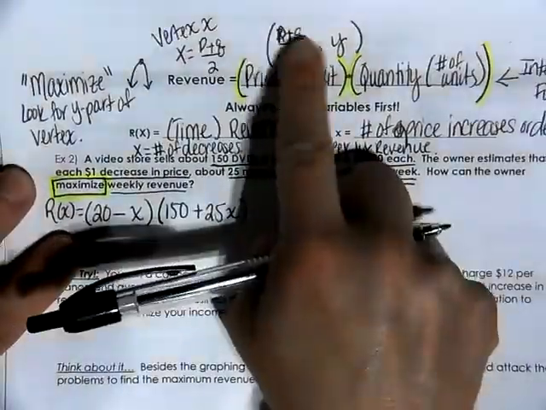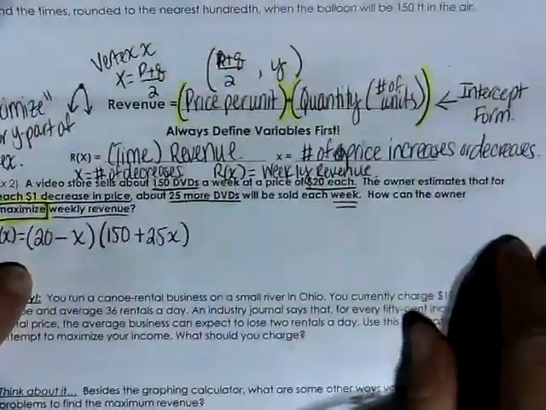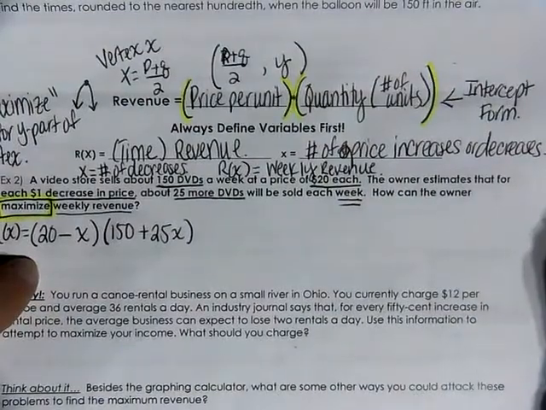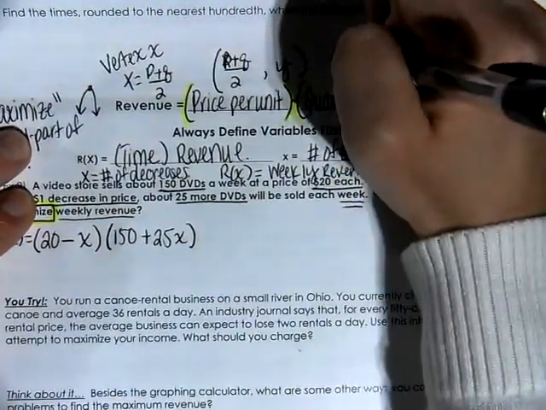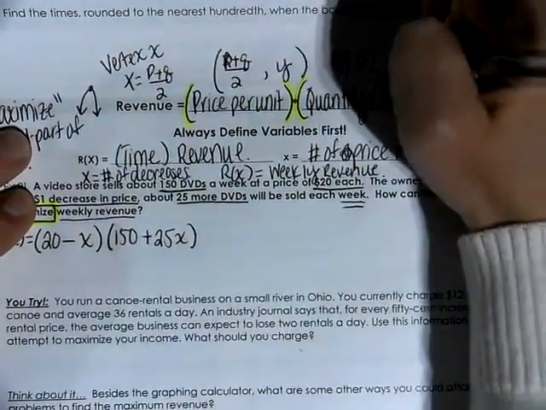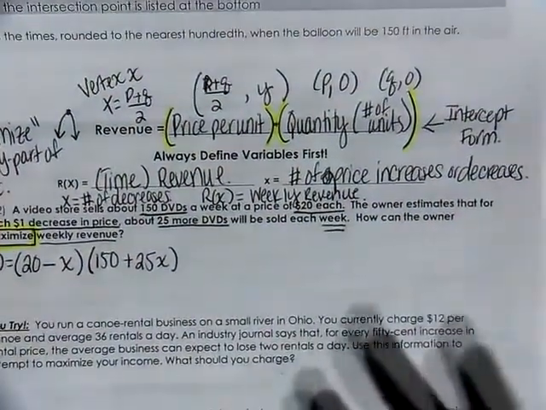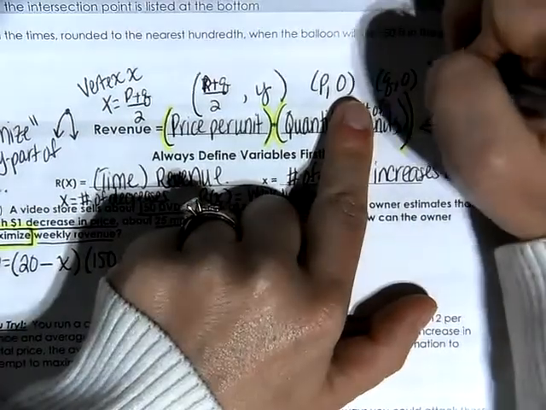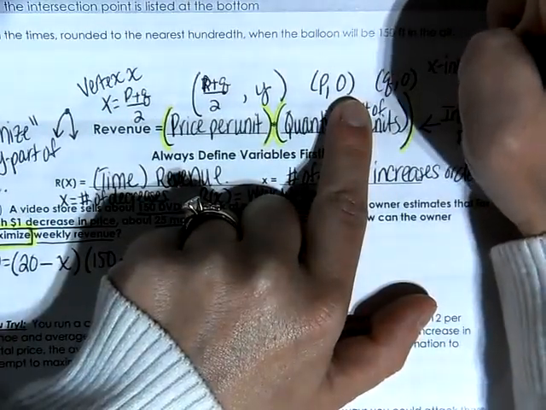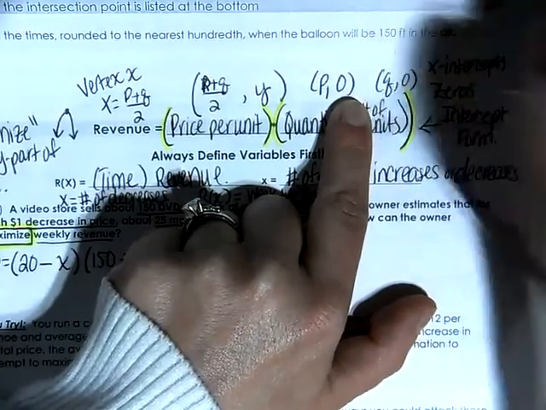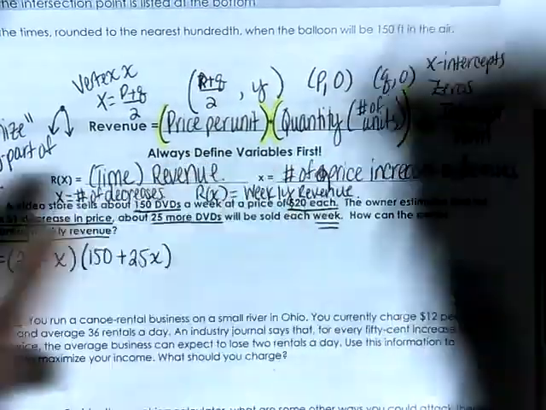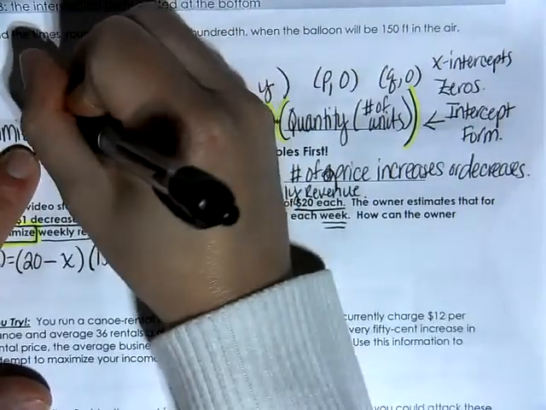So how do we find our p's and q's? Now remember, p's and q's represent our x-intercepts. X-intercepts happen when we have p comma 0 and q comma 0. In math, x-intercepts are also called the zeros of a function, and that's because that's where the function crosses the x-axis.